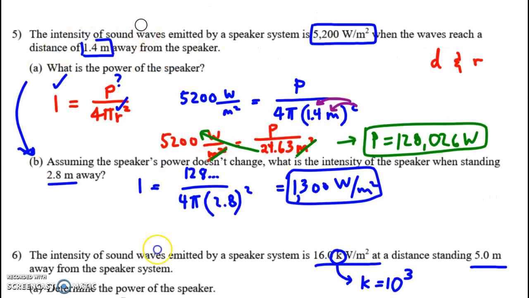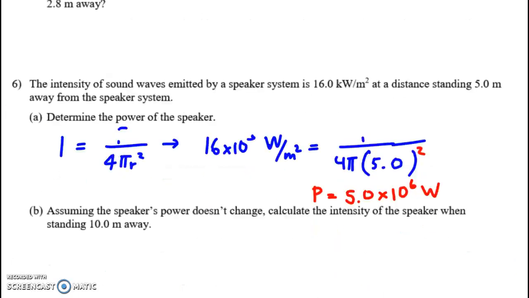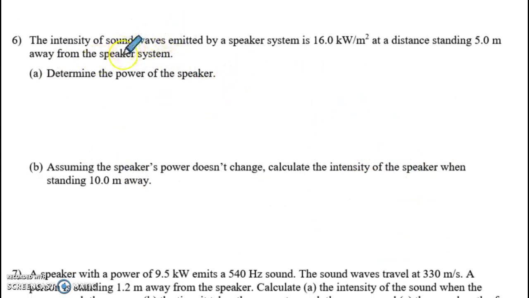Let's look at 5. Clear this off. Or you know what? Let's look at 6, because 6 has an extra little twist, a little trick. The intensity of sound waves emitted by a speaker is 16 kilowatts per meter squared. Wait a second. Kilo is equal to 10 to the 3. That's the intensity when standing at 5 meters from the speaker. Okay, that makes more sense.